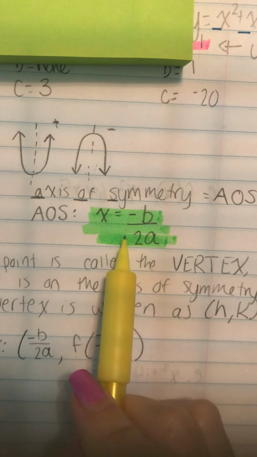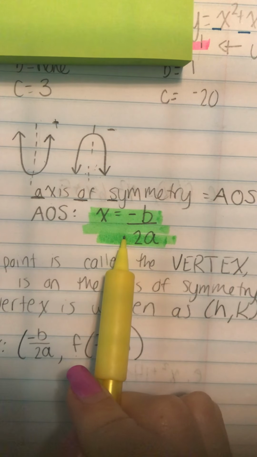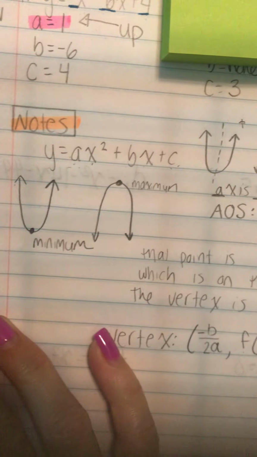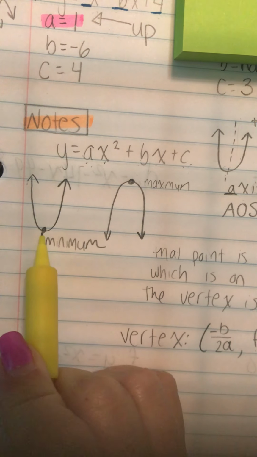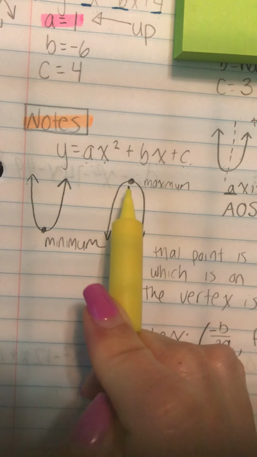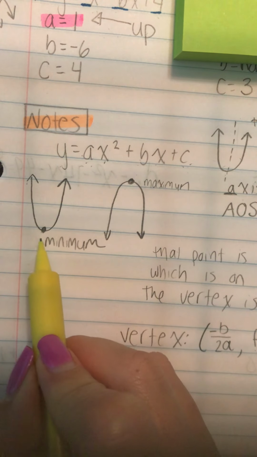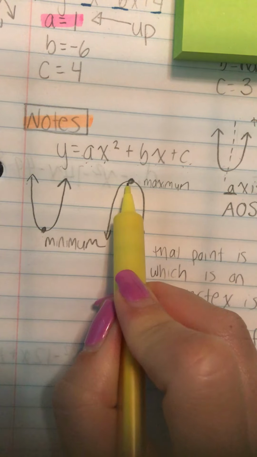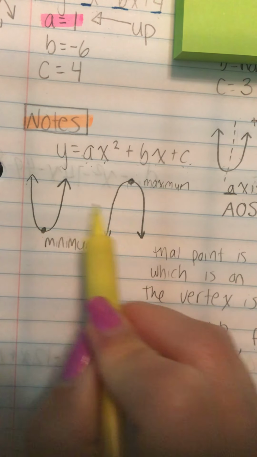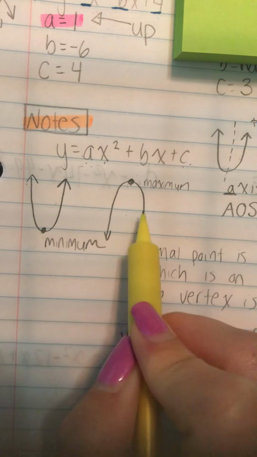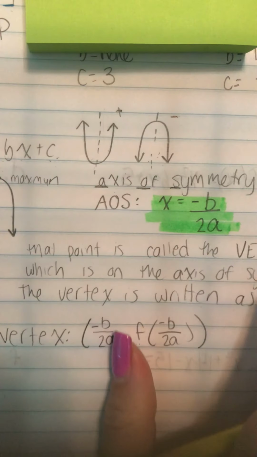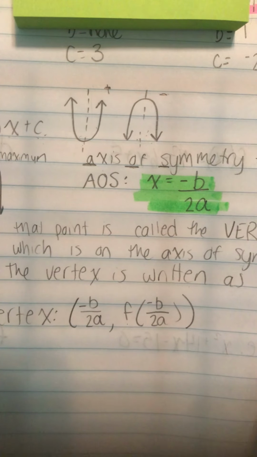The axis of symmetry is part of something called a vertex. A vertex is either your minimum point or your maximum point. If it's a minimum, that means it's the lowest point. If it's a maximum, it's going to be the highest point. So that's going to be based on if the parabola is happy or if it is sad. So, like I said, that point is called the vertex.